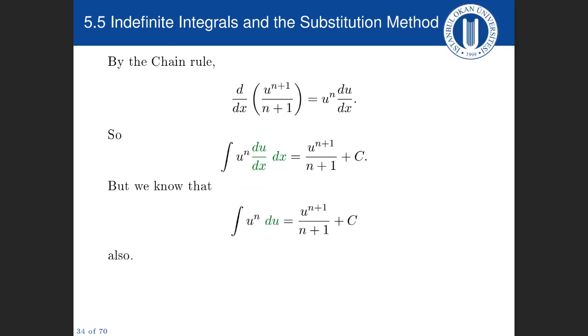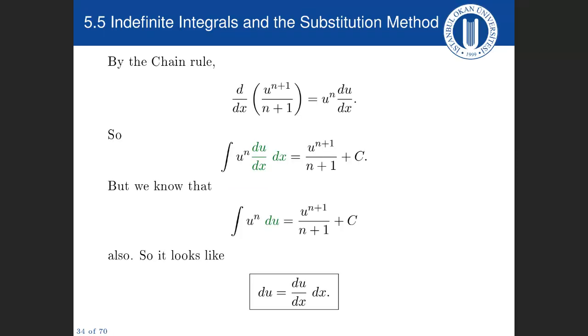We also know that the integral of u to the power n du is u to the power n plus 1 over n plus 1 plus c. So it looks like these green things are the same. It looks like du is equal to du dx dx. And that makes sense in terms of notation if we can imagine that the dx is cancelled out. We can't really imagine that because du dx doesn't really mean du divided by dx unless we think of differentials. But we can imagine it like that.